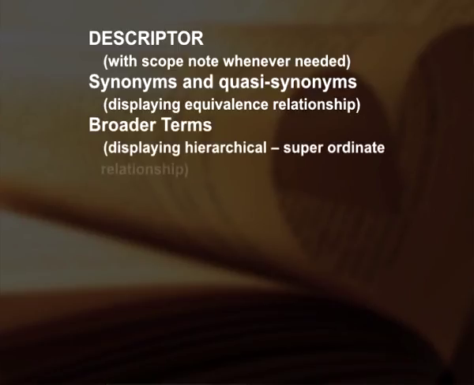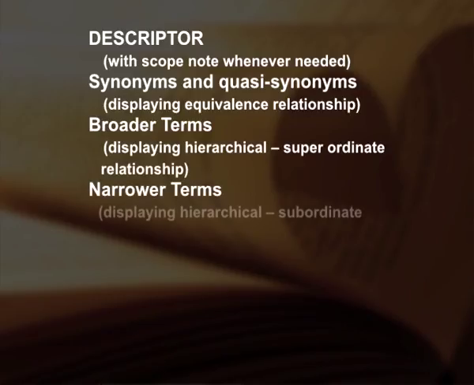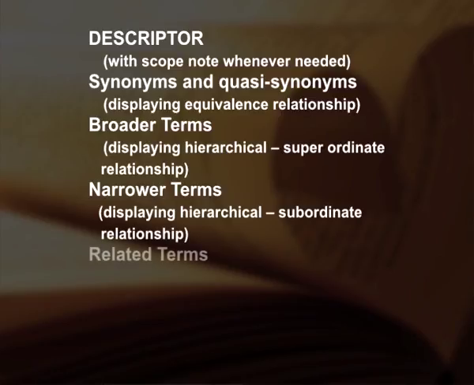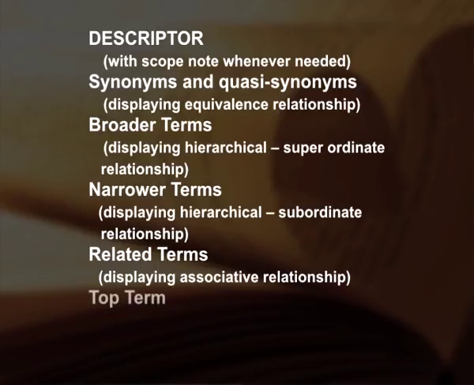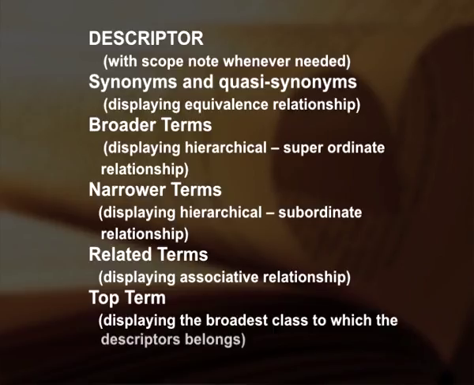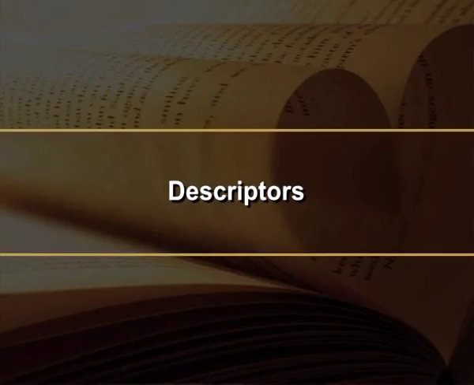Broader terms, displaying hierarchical superordinate relationship. Narrower terms, displaying hierarchical subordinate relationship. Related terms, displaying associative relationship. Top term, displaying the broadest class to which the descriptors belong. Top term is usually not repeated when all the descriptors belong to the same broad class.